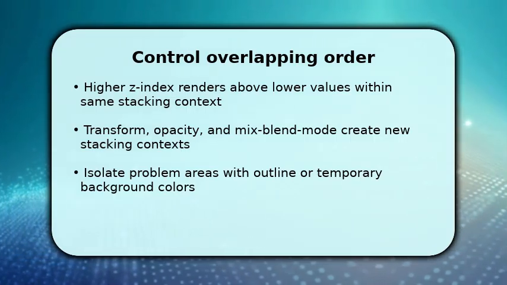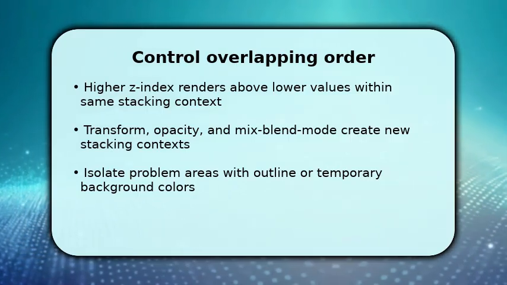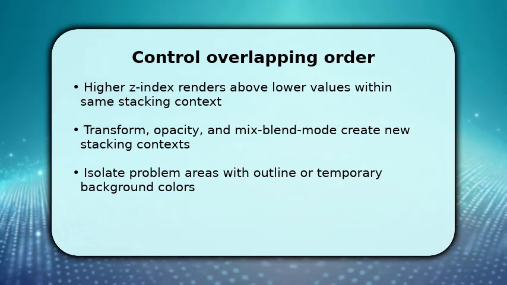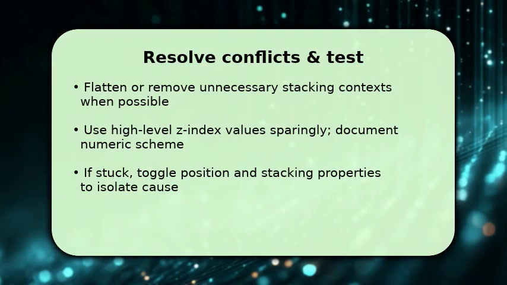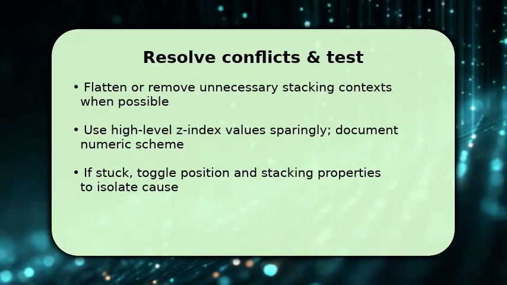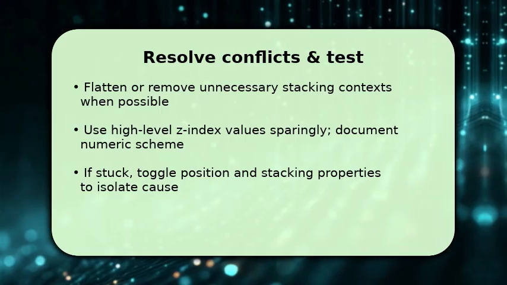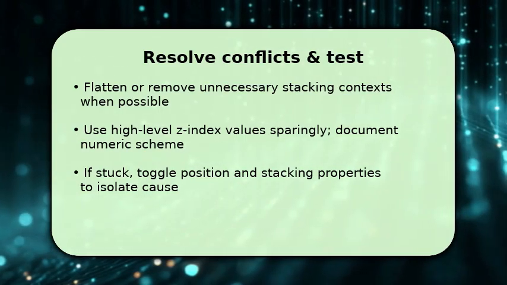To debug, temporarily add outlines or background colors to suspected elements. Finish by resolving conflicts. Simplify by removing redundant stacking contexts or moving the element out of a positioned parent so its z-index works globally. Once done, pick a clear numeric scheme, low values for background layers, higher for overlays, and avoid arbitrarily large numbers. Test across viewports and browsers to ensure consistency.